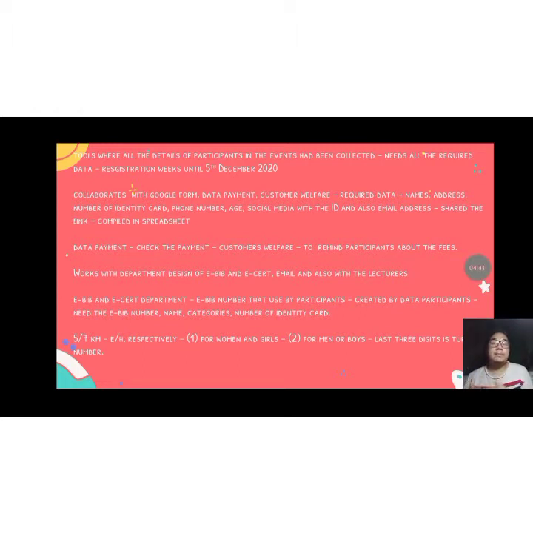The participant can choose one of these categories, and then the data participant will put the alphabet E for those who choose 5 km or the alphabet H for those who choose 7 km in the EBIP number. Then we will look at their gender, which is number one for women or girls, and number two for men or boys. Then the last three digits are their turn numbers.